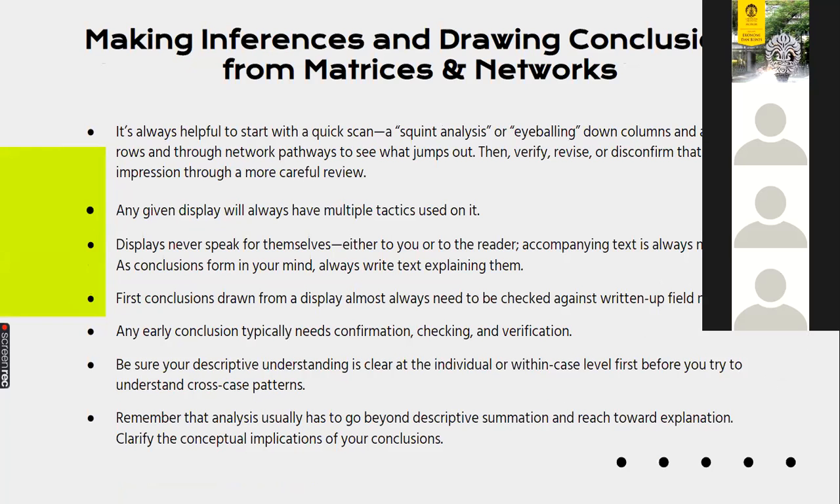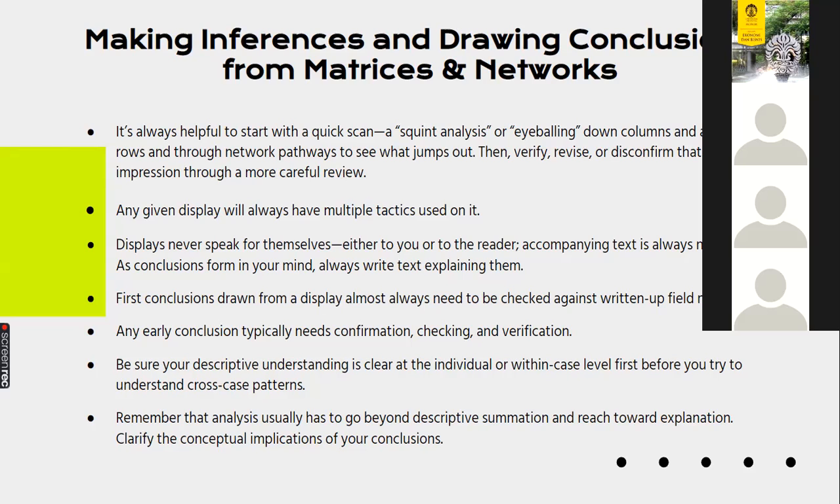And next, we're going to talk about how to make inferences and draw conclusions from the matrix and network. The test of any display is what it helps you understand and how trustworthy that understanding is. Here are some guidelines to draw conclusions from the matrix and the network. First, it's always helpful to start with a quick scan, by eyeballing down columns and across rows and through network pathways to see what jumps out. Then we can verify, revise, or disconfirm that impression through a more careful review.